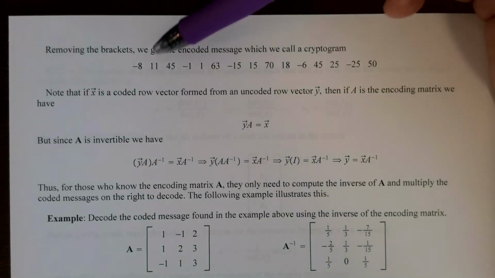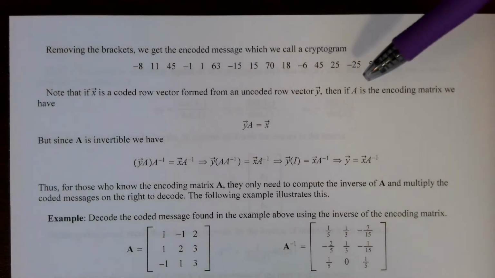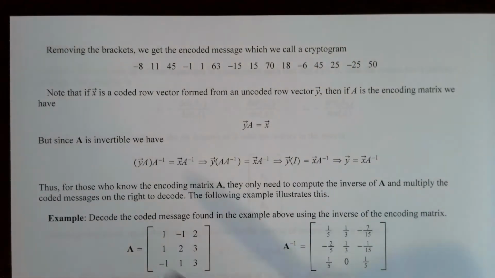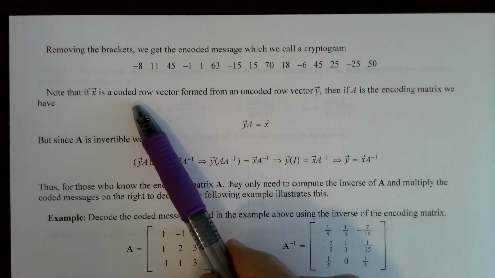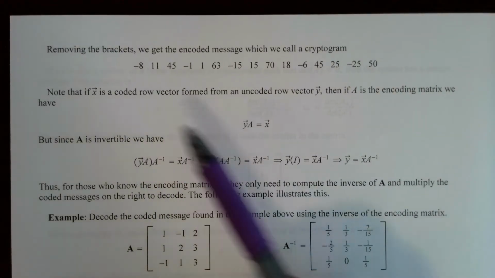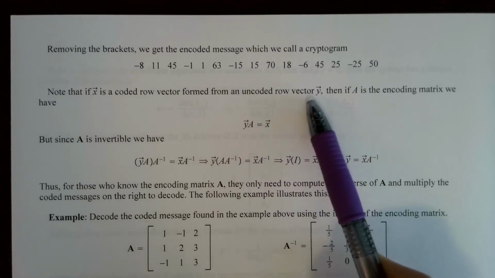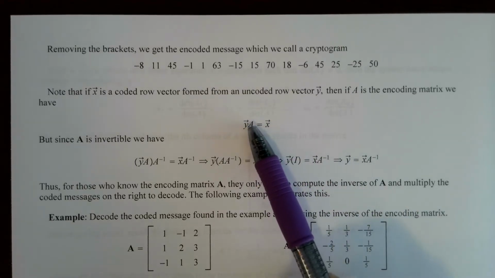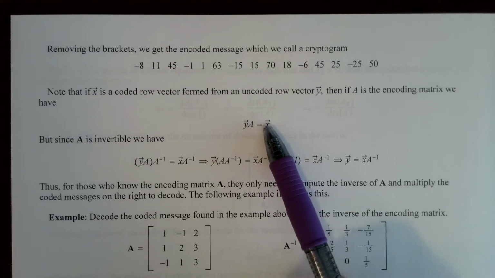I don't know. Maybe you know better about how to break messages, but that's a pretty neat way to do it. Now, of course, to uncode this message, if you receive this, how are you going to be able to know what the message was? Well, here's the neat thing about it. If X is our coded row vector formed from the uncoded row vector Y, so remember we take the uncoded row vector Y, multiply by A on the right, and so X is our coded matrix.